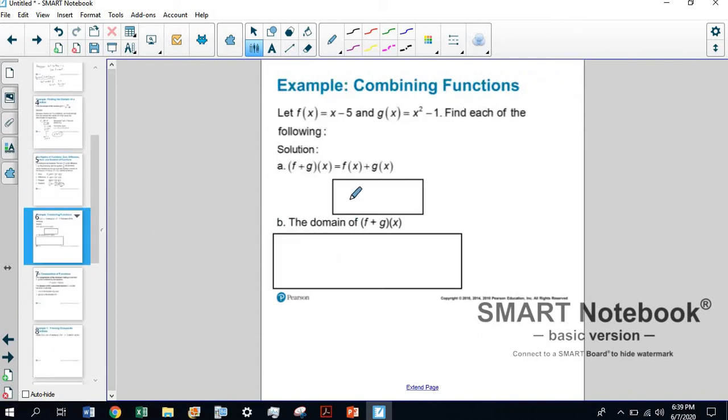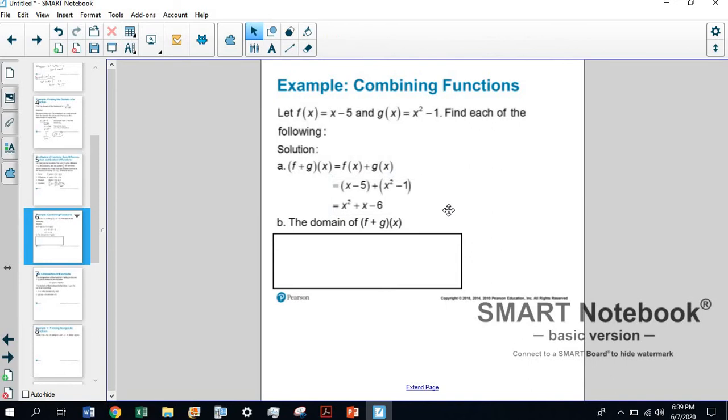Okay. So for example, if f of x is x minus 5 and g of x is x squared minus 1, then if you want to add them together, you just take f plus g. Literally, you just take those two together, f plus g, x minus 5 plus x squared minus 1, and then you combine like terms, x squared plus x minus 6.